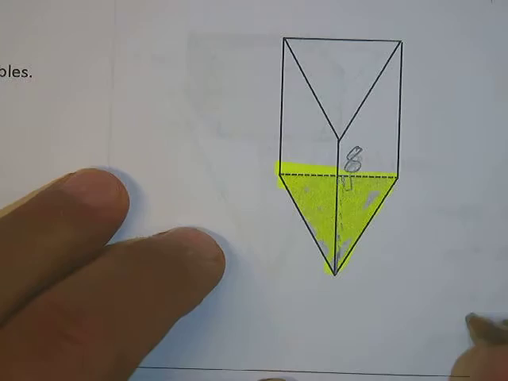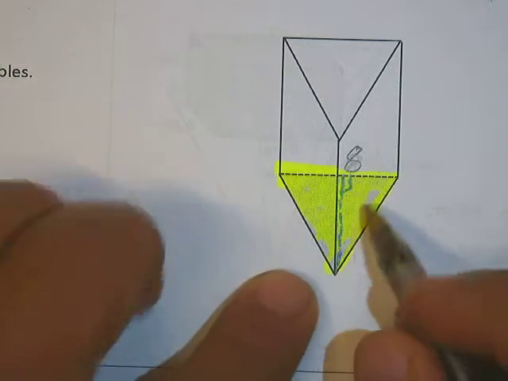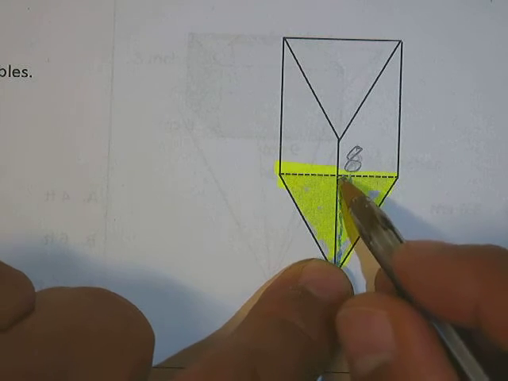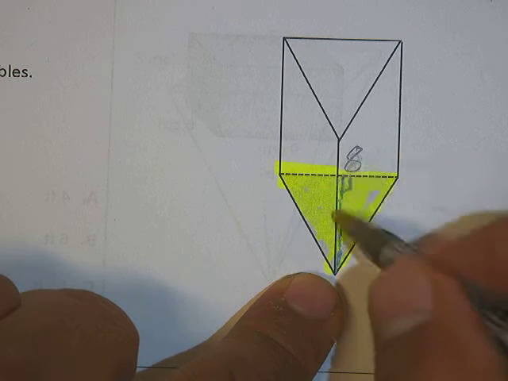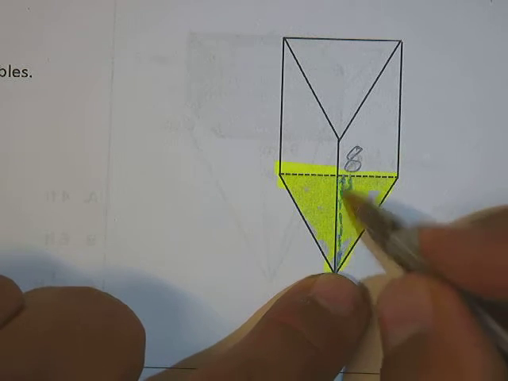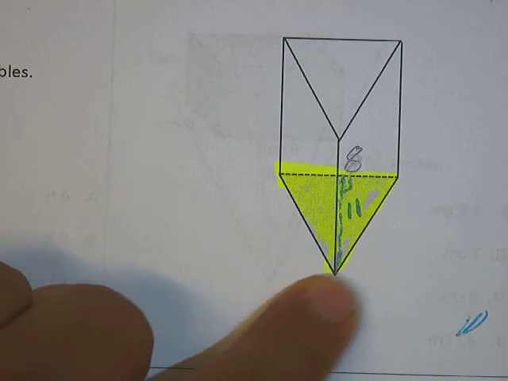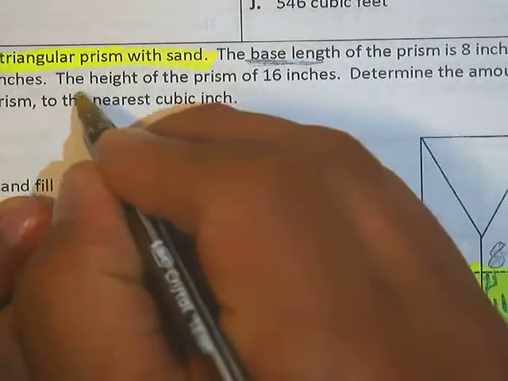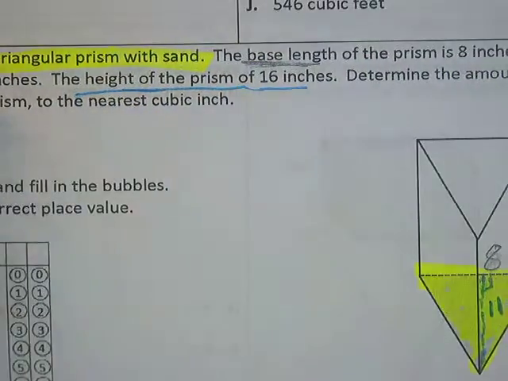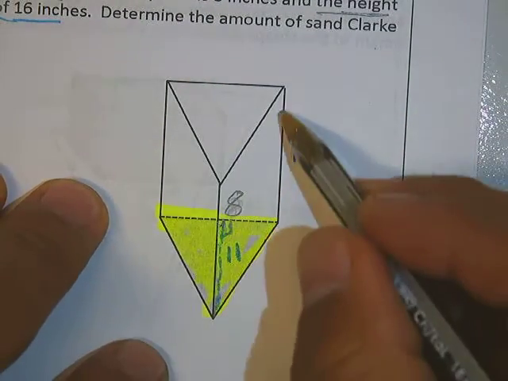Let me see, I got this pin here. Okay, so let me make it look so you can see it real quick. This here, the height from here to only the triangle. Remember, not this one. This is the height of the prism. I'm talking about the height of the triangle. So from there to there is 11.